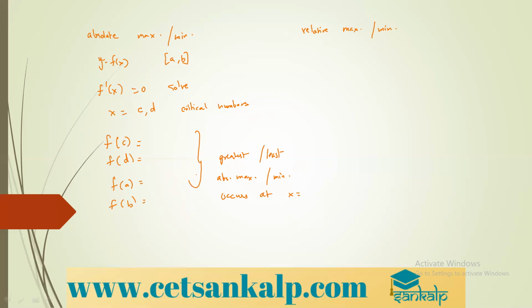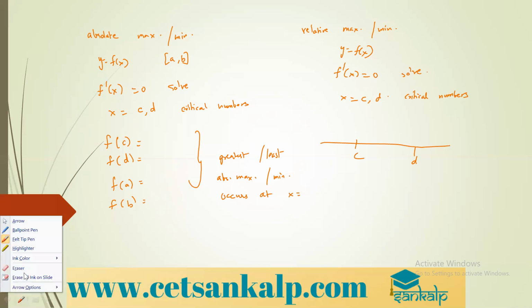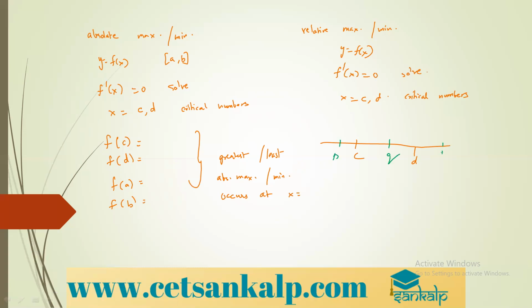But if you want to find relative maximum minimum, you will be given a function. You will find the derivative of the function, set it equal to 0 and solve it. If you get c and d as the critical numbers, then you will draw a number line and write c and d. Now, in between each segment, randomly you can say I'm taking a number p, a number q, a number r.